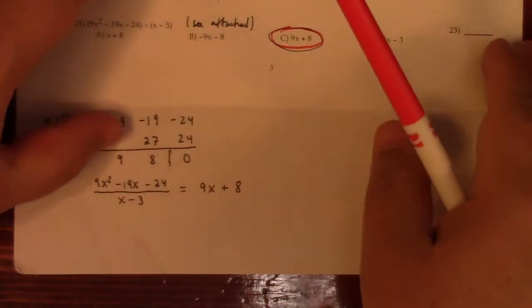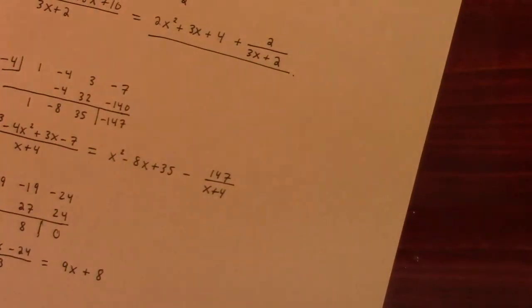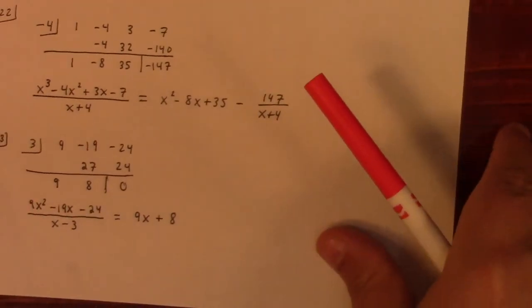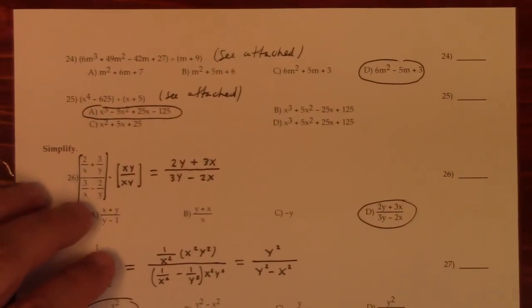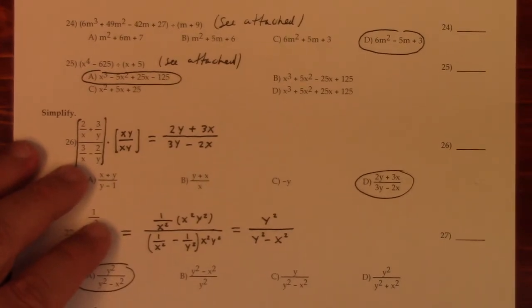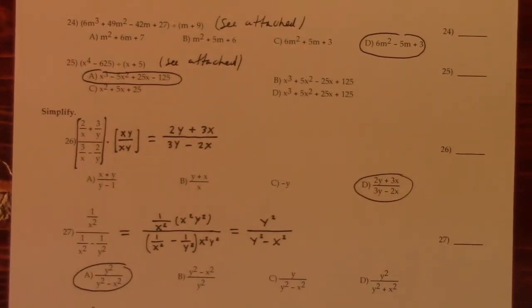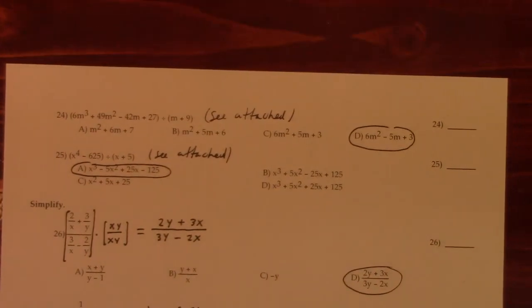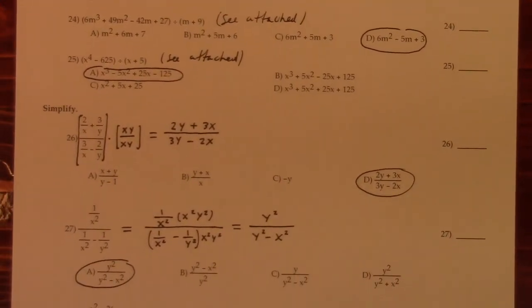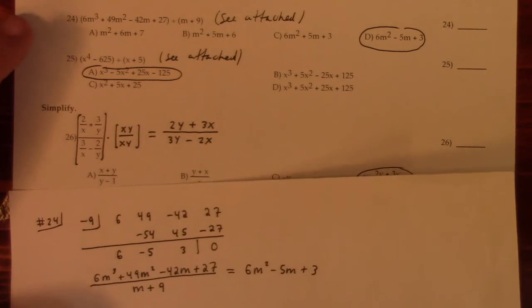All right, moving along here. All right. Where were we? Oh yeah, 24, I guess. Number 24. It was again a synthetic division problem, right? And so I have the answer over here.